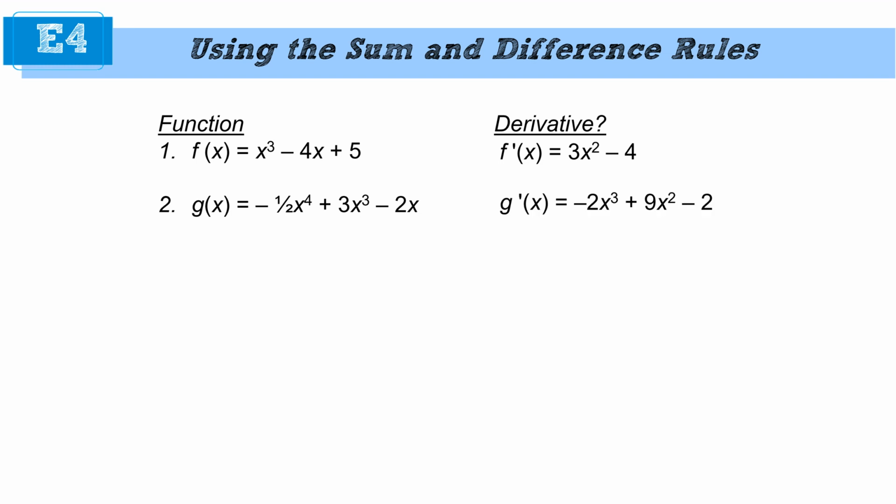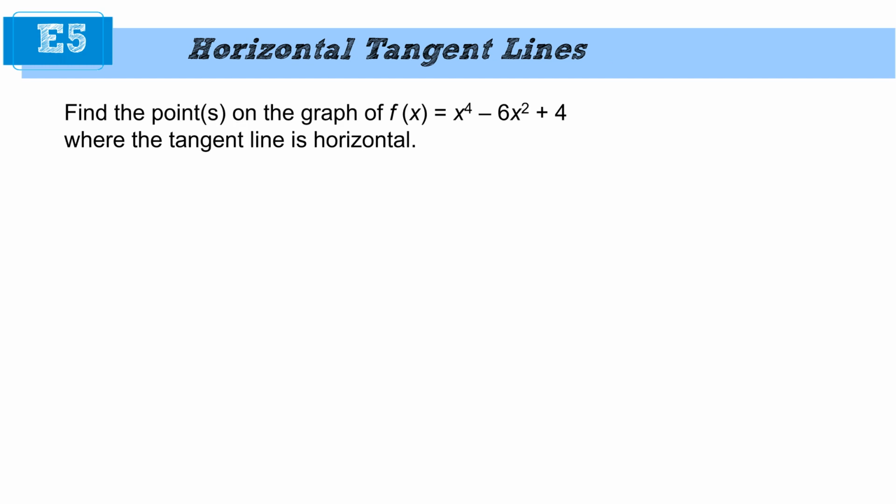Yes. 4 times negative 1/2 is negative 2, reduce it by 1. 3 times 3 is 9, reduce it by 1, and the derivative of 2x. But why is this... why is it find the derivative? Hold on. What are you doing?